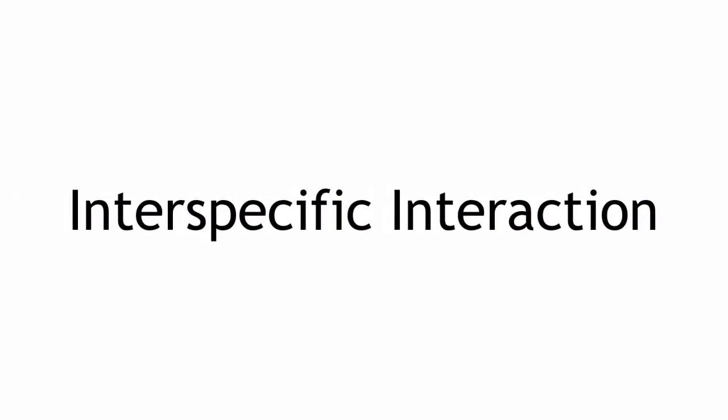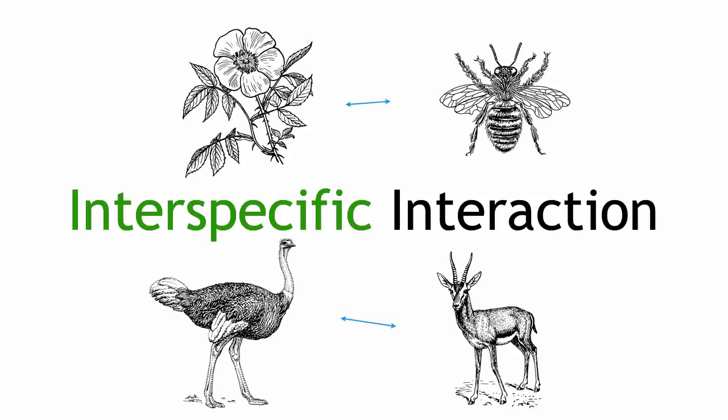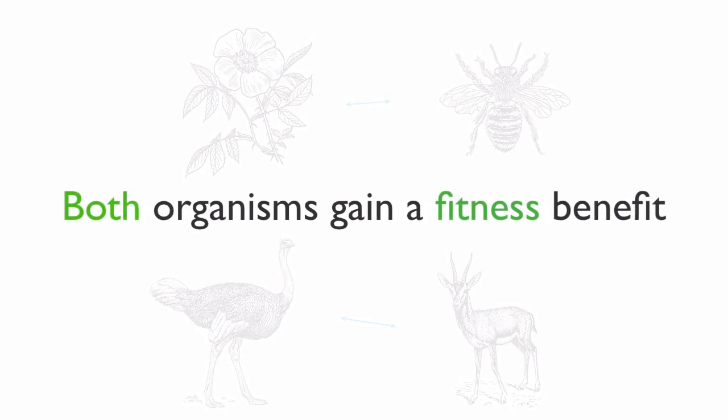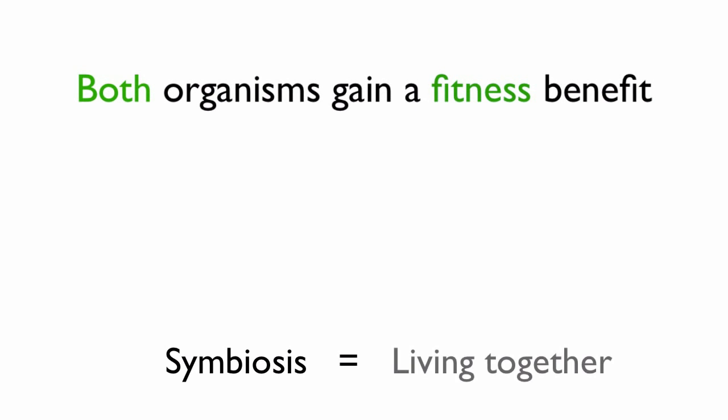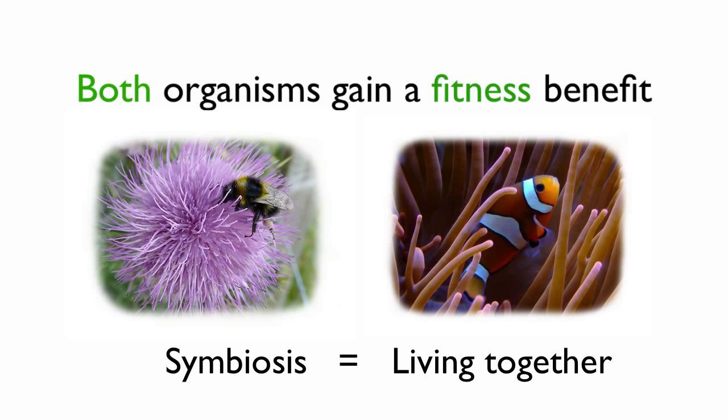Mutualism is a type of interspecific interaction, so it is an interaction between individuals of different species. Mutualism is where both organisms gain a fitness benefit from an interaction with one another. Mutualism is a type of symbiosis. Symbiosis translates as living together, and it just means the long-term interactions between two or more different species who are in close proximity.